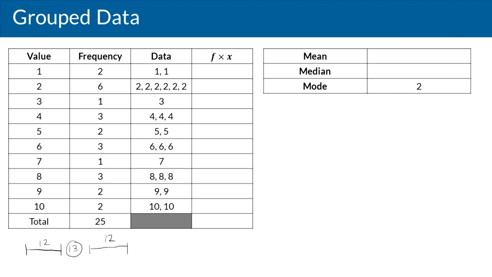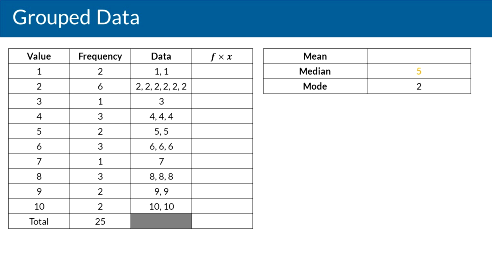To determine which of these data values corresponds with that 13th position, I'll need to do a running total, or a cumulative frequency. I have 2 data values in my first row. In the first 2 rows, I have 8 in total. Adding in the third row brings me up to 9. Adding in the fourth row brings me up to a total of 12 values. What this means is that the 13th value must be in the next group, which is corresponding to the data value of 5. So I can now conclude that my median value of this data set is 5.